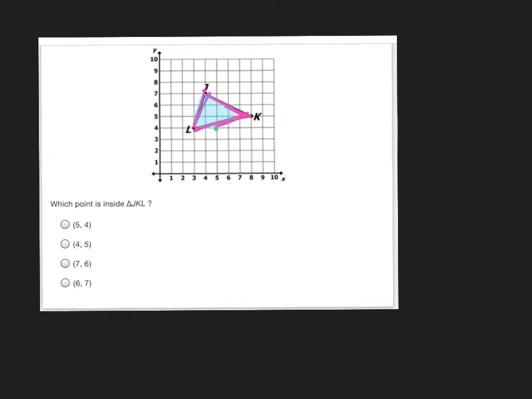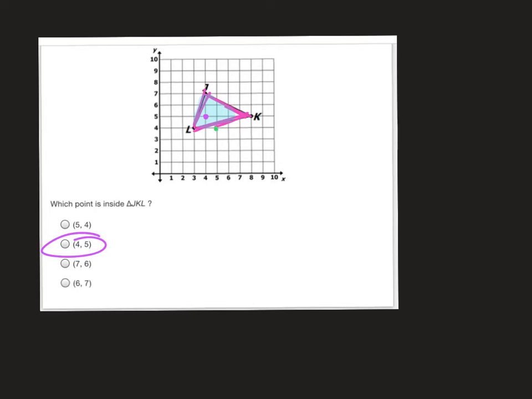Okay, so 4, 5. 4, 5 would tell me that I have to go right 4, up 5. So if you see that, you are right in the middle of that triangle. So that's exactly what that question means. It means it's got to fall in there. So 4, 5 is your answer. Let me show you why the others are not our answer, though.